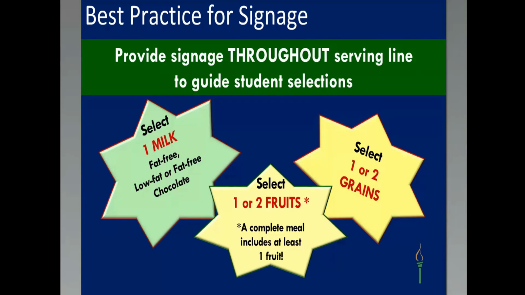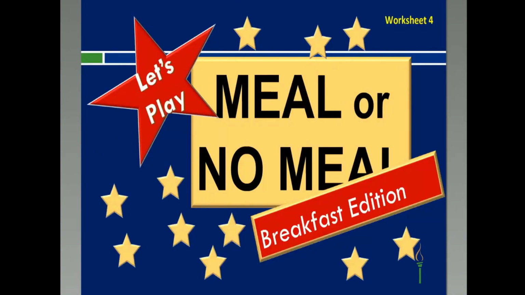Some best practices for signage at breakfast time: selecting 1 milk, letting students know to take 1 or 2 fruits, and ensuring they know that a complete meal includes at least 1 fruit, and then indicating to take 1 or 2 grains is a great way to let students know what they're able to take at breakfast time.